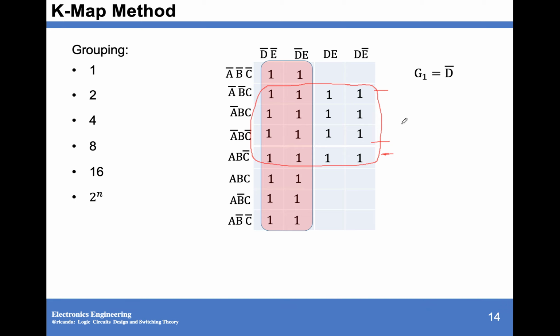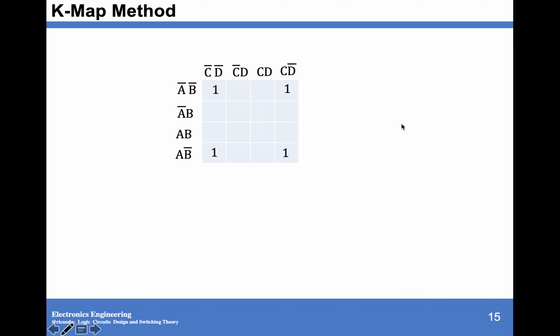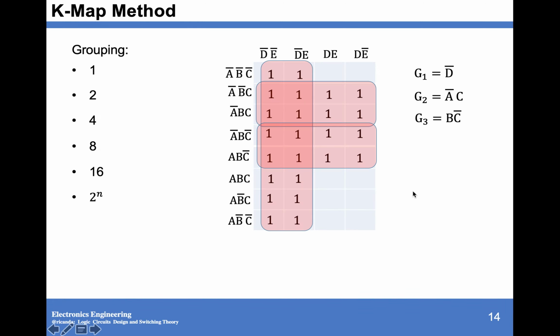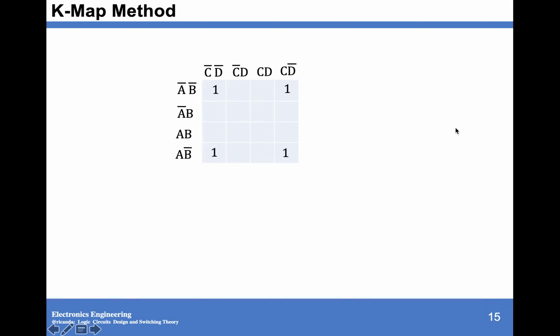What we're going to do is group this by 8, which is equivalent to A bar C, and another by 8, which is equivalent to B C bar. Therefore, your output for this one is Y equals D bar or E bar C or B C bar.